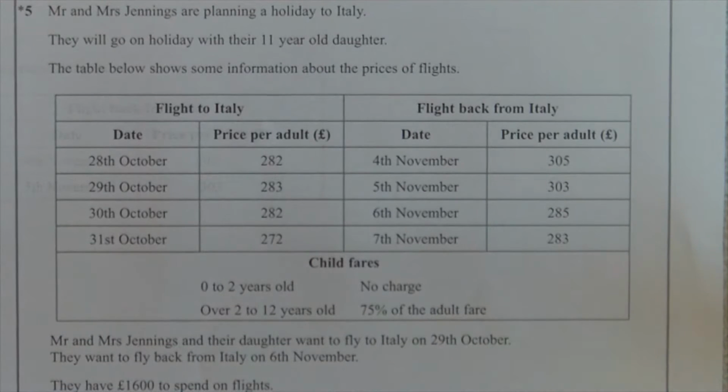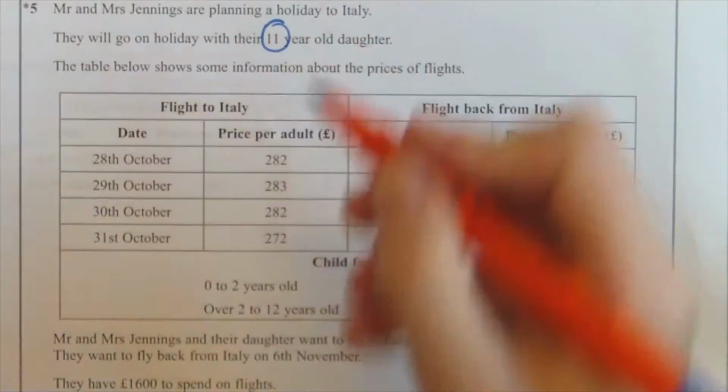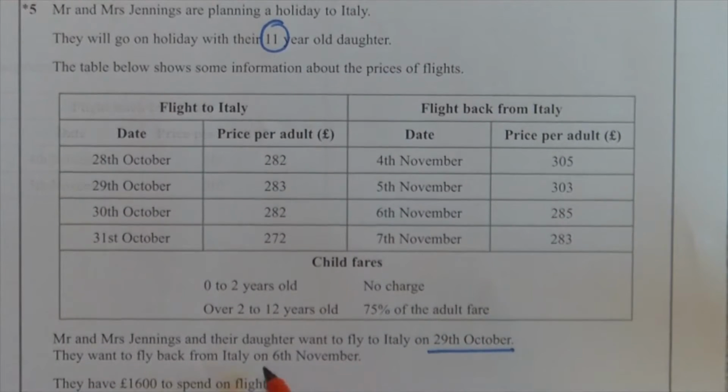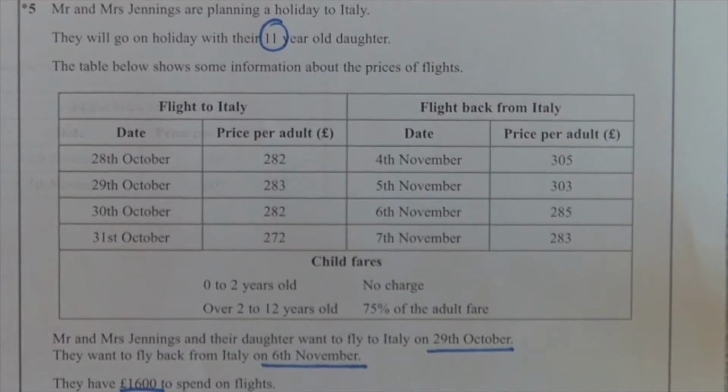Okay, so question 5, we've got a couple planning a holiday to Italy. They've got an 11-year-old daughter, and we've got a table showing us information about the price of flights. They want to fly out on a certain date and fly back on a certain date. They have £1,600. The question is, do they have enough money?